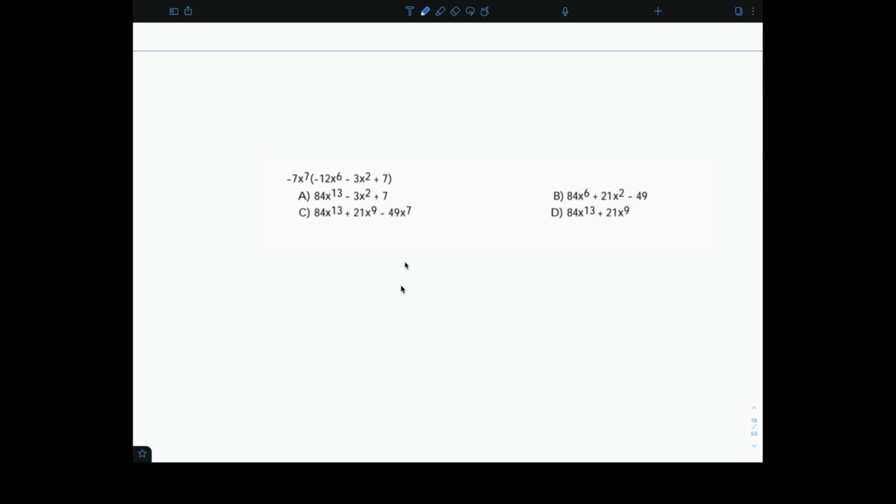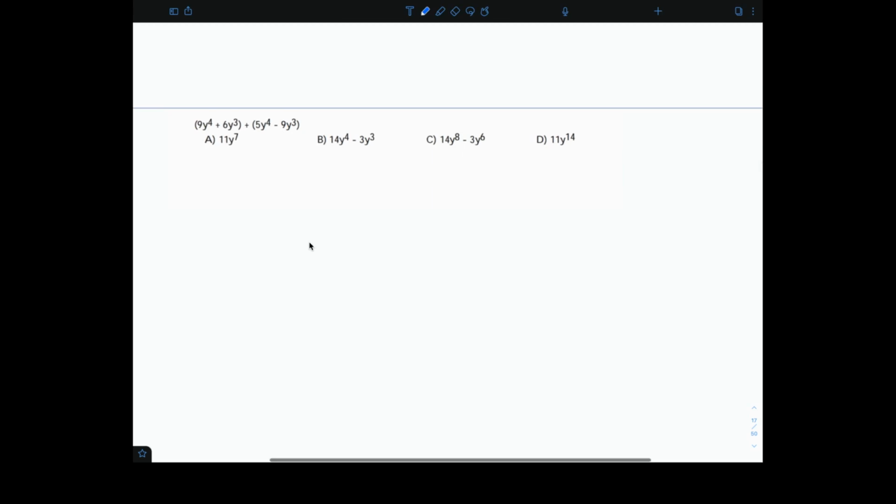Moving on. I think I actually just did this problem earlier, so there's your answer. Let's keep going. I think this is different. So we're going to add these. This is very similar to something we had before.